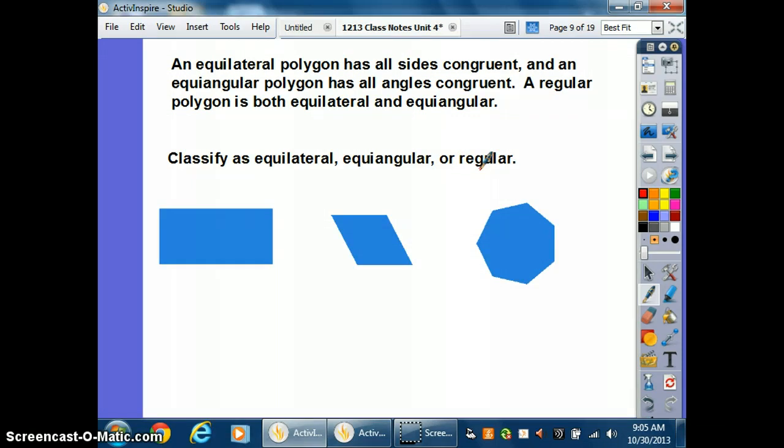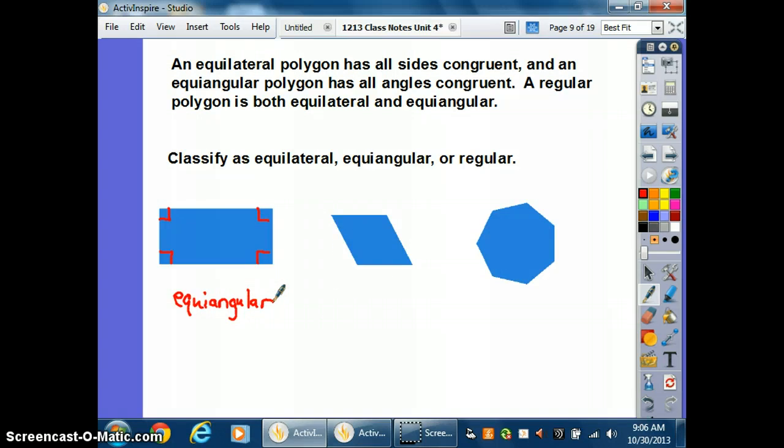The first shape appears to be a rectangle. We know that a rectangle has 4 right angles. It does not have to have sides equal, and this clearly does not. So this is equiangular. All angles are the same. They're all 90.